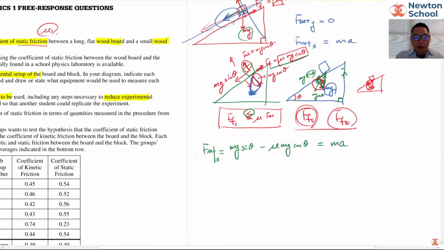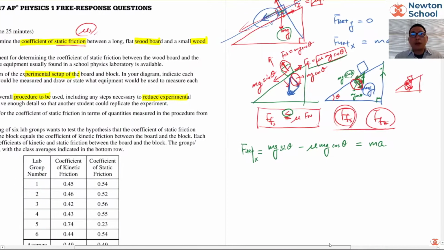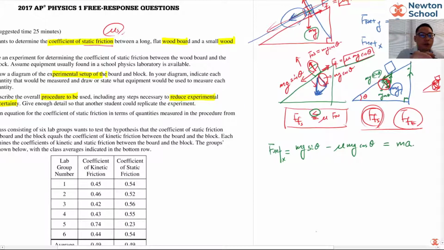But here you're looking for mu s. So basically, when you have a board and a block, and if you raise this board, at some point, at a certain angle, this will start to slide, okay? So that's what you're trying to measure.